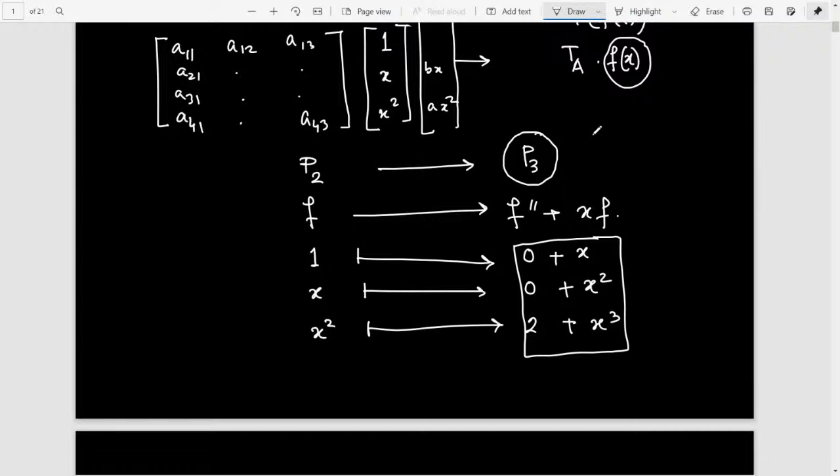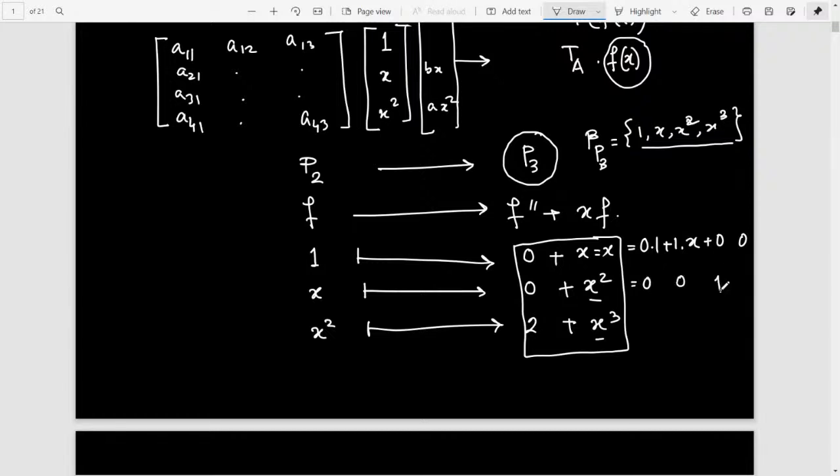So what is the basis of P3? The basis of P3 is 1, x, x square, x cube. So how can you write x? This is x, this is x square, this is x cube plus 2. How can you write them as linear combinations of these? One way to write x is 0 into 1 plus 1 into x plus 0 into x square plus 0 into x cube. Now how can you write x square? 0 into 1, 0 into x, 1 into x square, 0 into x cube. How can you write 2 plus x cube? This is 2 into 1, 0 into x, then 0 into x square, then 1 into x cube.